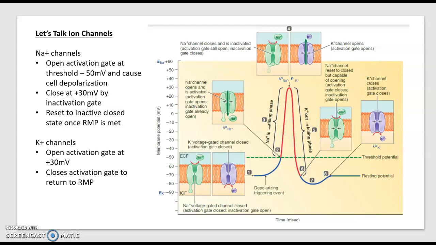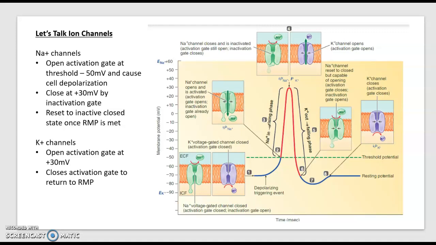Through this depolarization process, you have a spike in membrane potential, taking you up to roughly positive 30 millivolts. And at that point, the sodium inactivation gates close. So you have 2 different gates on your sodium channel that are going to allow for activation and inactivation. Then, once that cell returns to resting membrane potential, you're going to see a reset to that inactive closed state of those sodium channels.